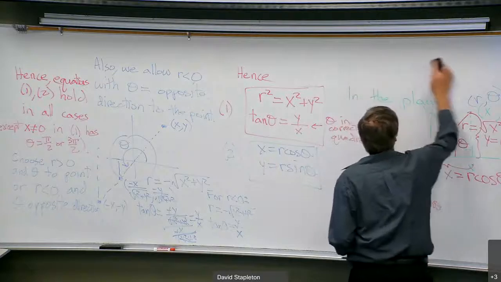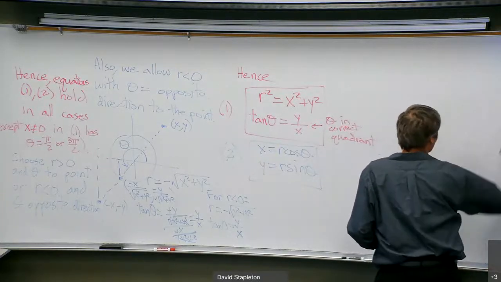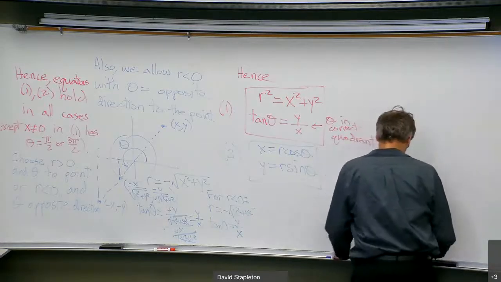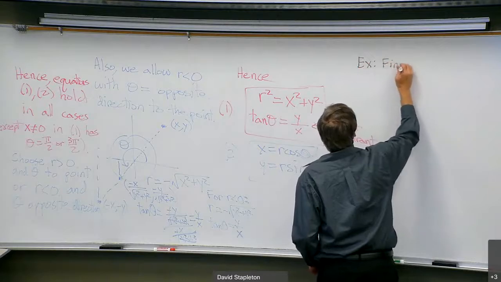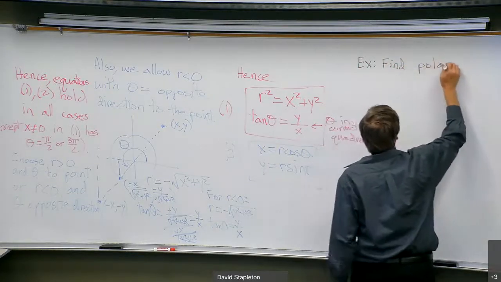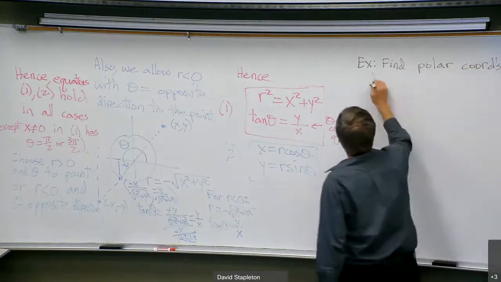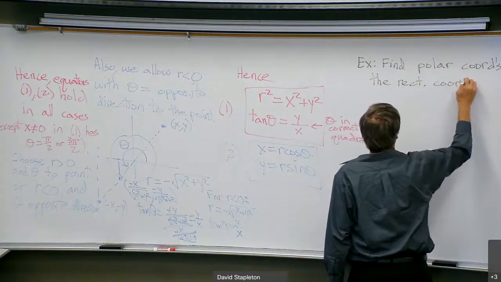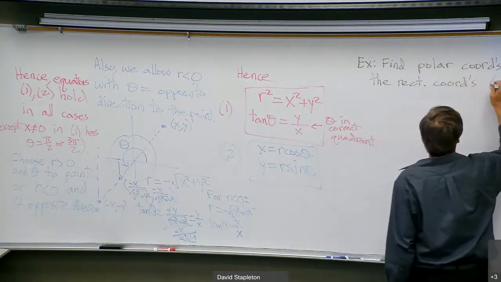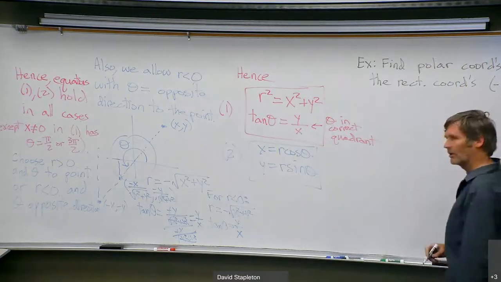Now it's screaming for an example, right? Because you're probably totally confused with the r. It's not very hard. Let's try this one. These aren't so bad. Example: find polar coordinates for rectangular coordinates x equals -1, y equals plus square root 3. If those are my coordinates in the xy plane, what are the polar coordinates?